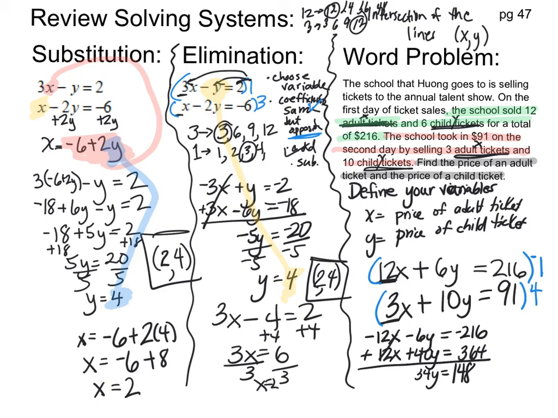I'm going to divide that by 34. And I get $4.35. Y is going to equal $4.35. I had to round on that one, so I don't know if I just mistyped that problem. I didn't see any mistakes as I went back through it. If you see a mistake, please let me know.